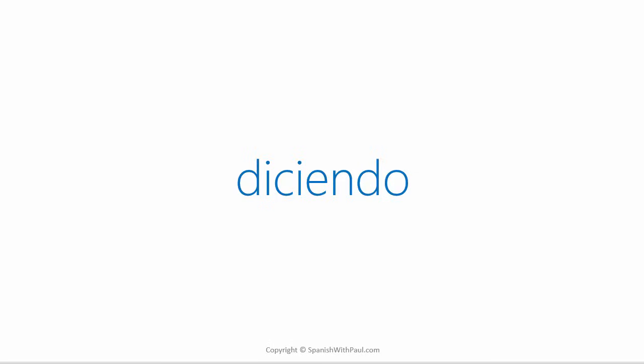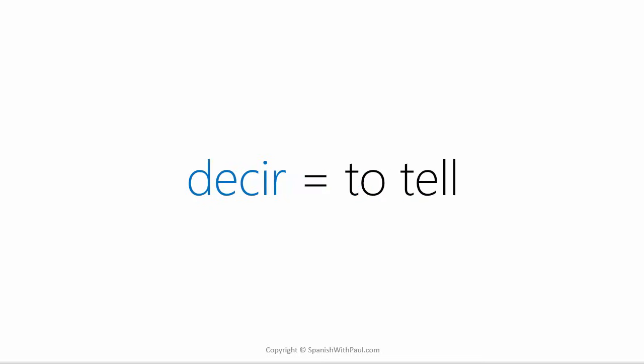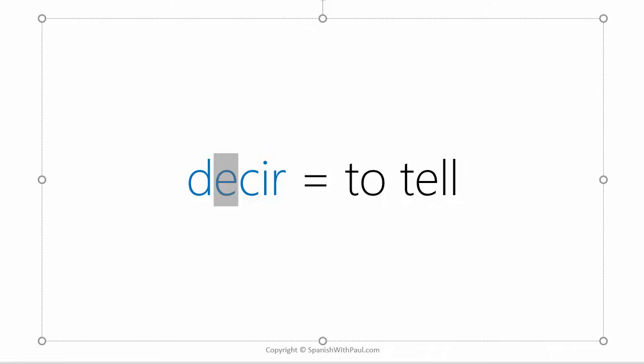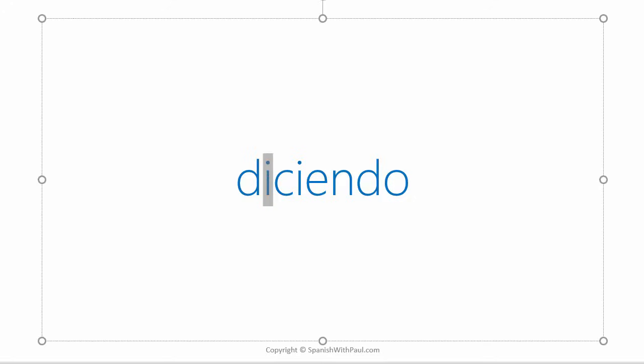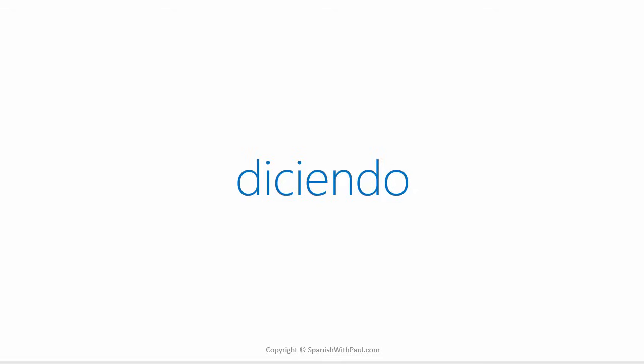It's a little bit irregular because if we look at the full verb, the infinitive, you can see that it has an E here, decir. But in the ing tense, this changes to an I, and we get the sound of diciendo, diciendo. This means telling. So it's just a little detail to be aware of with the verb decir.